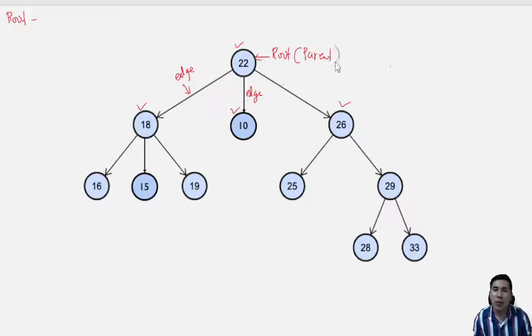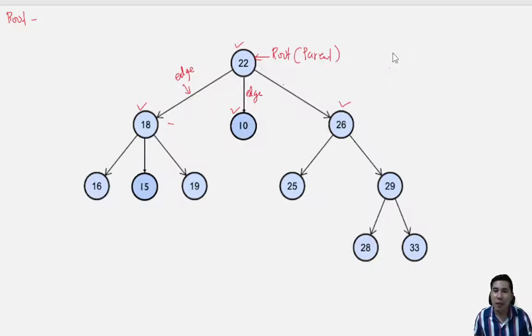When we talk about a parent, it is actually a node that has an edge to a child node. So basically, we can consider 22 as a parent, and it is a root, and it has two children, 18 in the left subtree and 26 in the right subtree, and then it also has a child at the center. So 18, 10, and 26 are actually the children of 22.